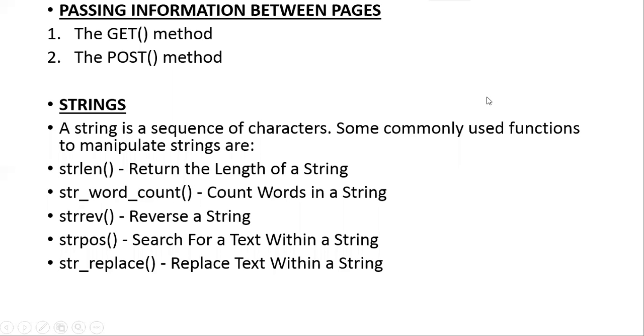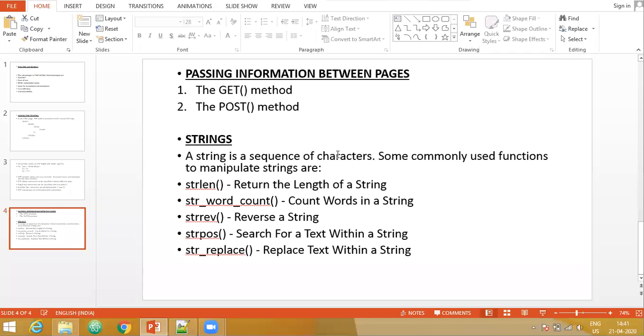Let us see the next topic, that is passing information between pages. So we have two methods, that is the GET method and the POST method. Both of these methods are going to help us to transfer our information from one page to another page in PHP. Now let us understand this with the help of an example.